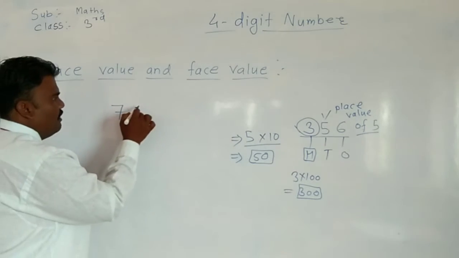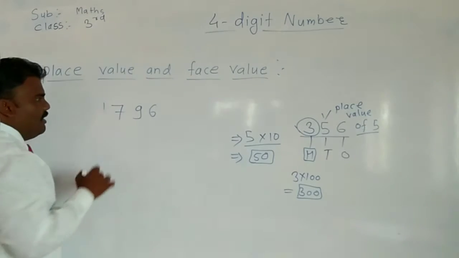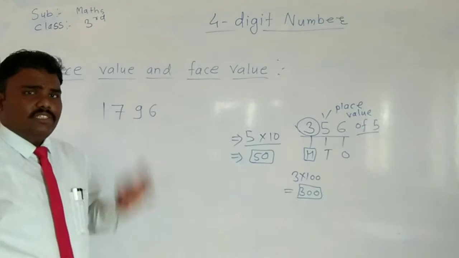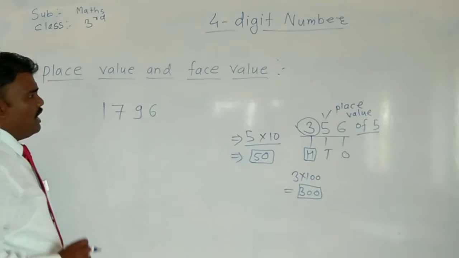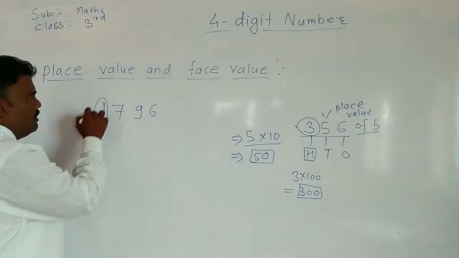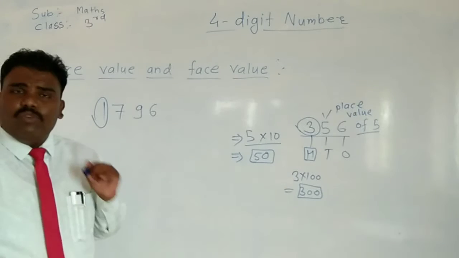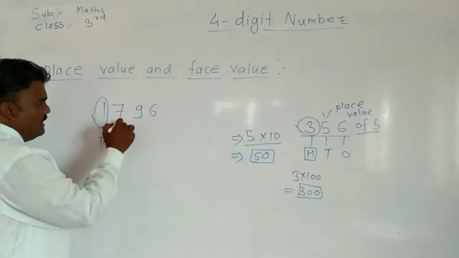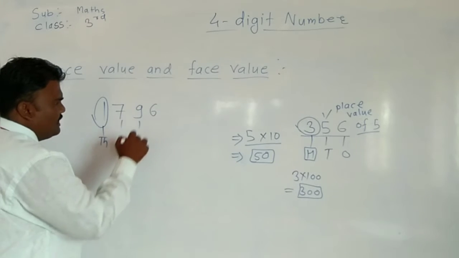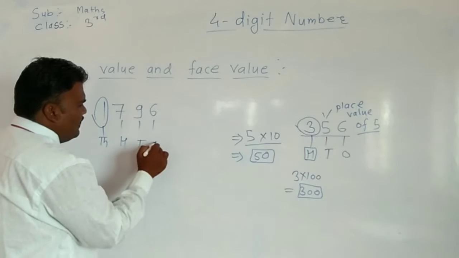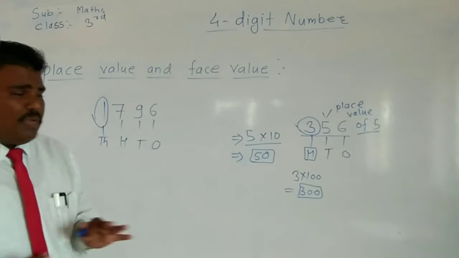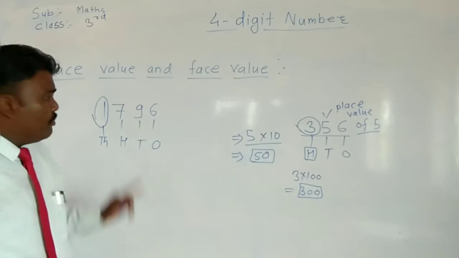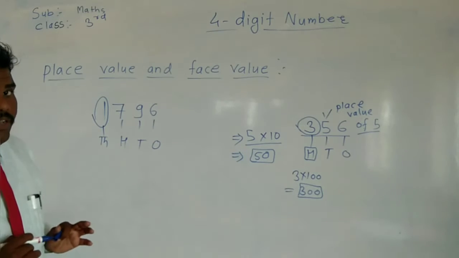Suppose I am taking here 796, and one more thing I will add, 1000. So 1796 is the number, and in this number if someone asks you what is the place value of 1, how will you answer this question? This 1 is at the thousands place, this 7 is at the hundreds place, this 9 is at the tens place, and this one is at the ones place. So place value depends upon the position of the digit.